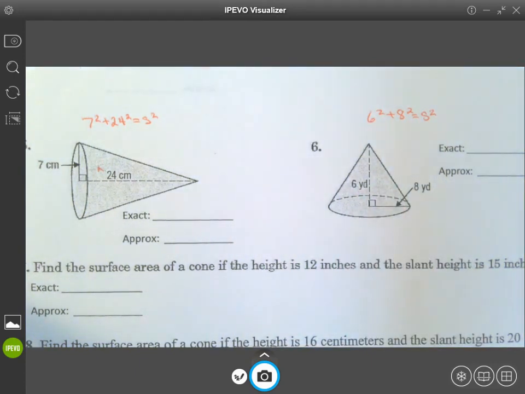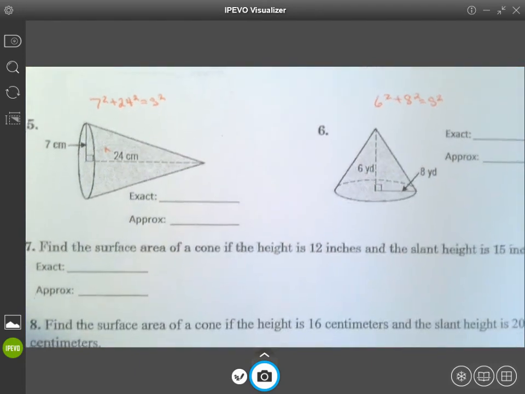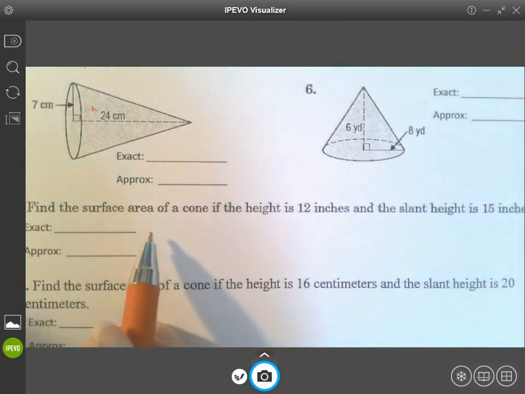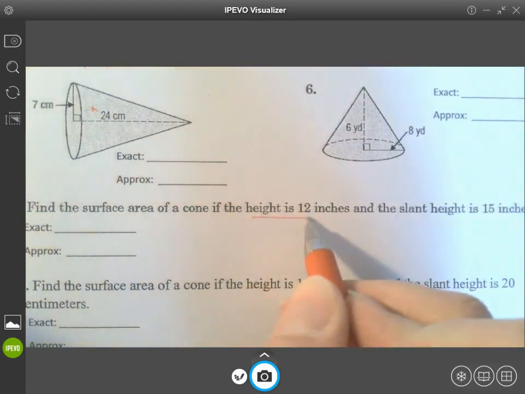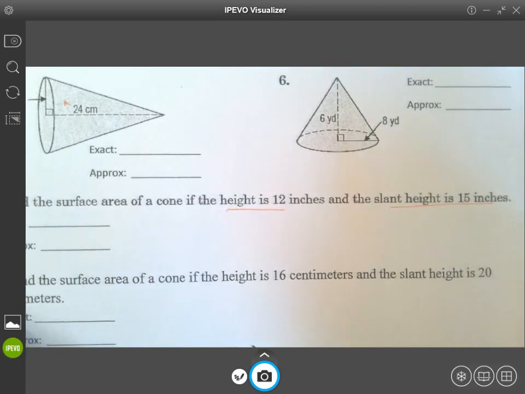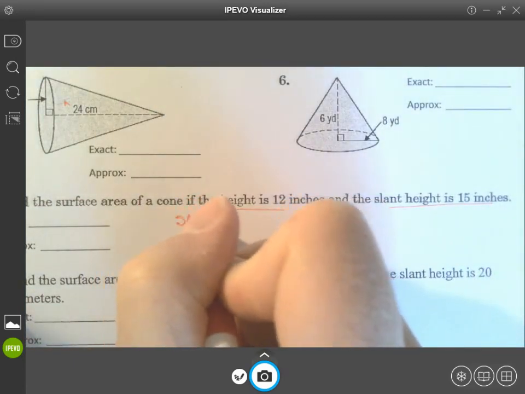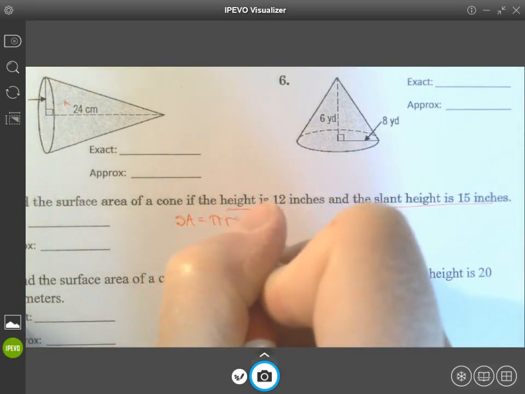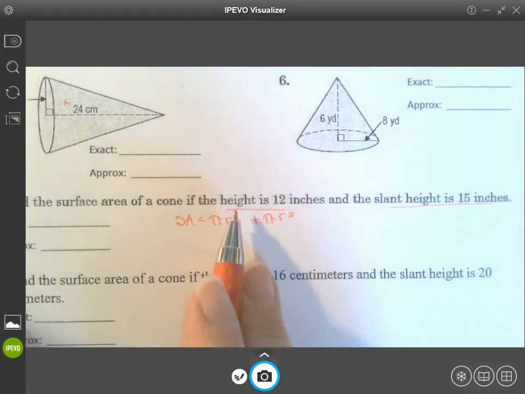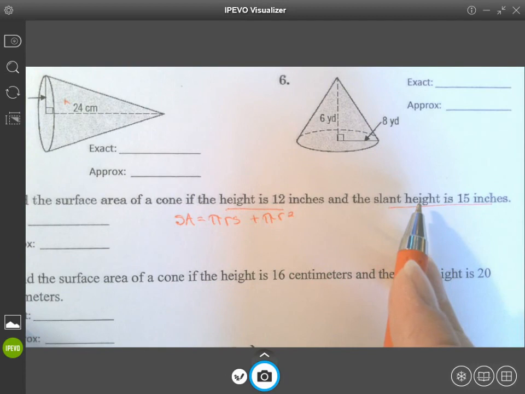Now, go ahead and read number 7 here. A little bit different. Find the surface area, okay, that's the same, of a cone. The height is 12 inches and the slant height is 15. What do I need to find the surface area? What was that formula? Pi r s plus pi r squared. They gave me the height and the slant height. What do I need?